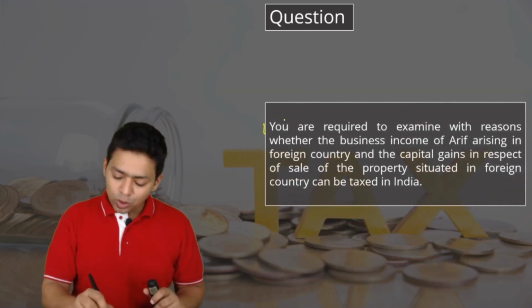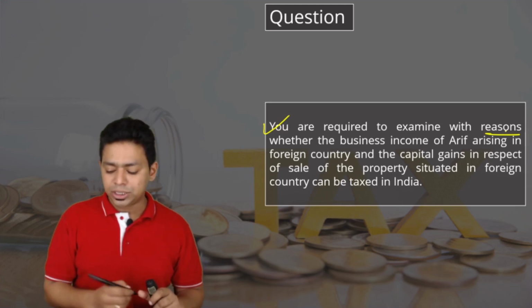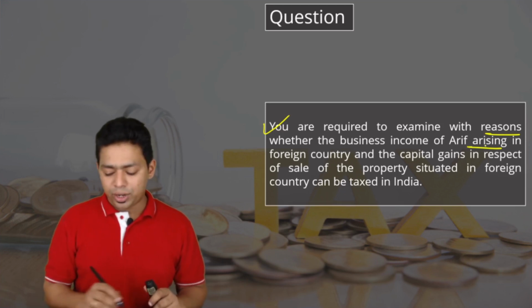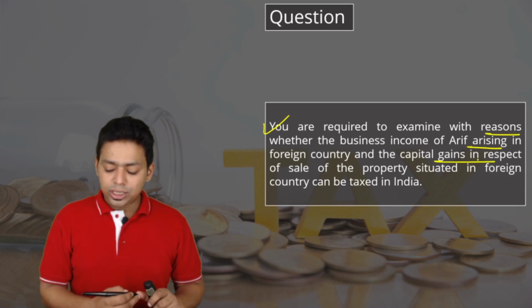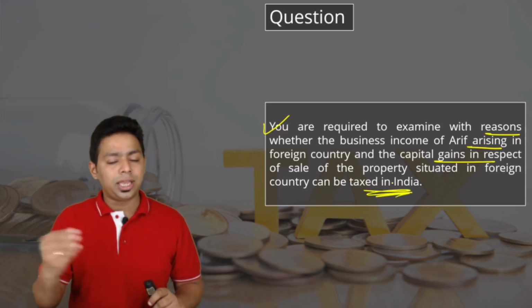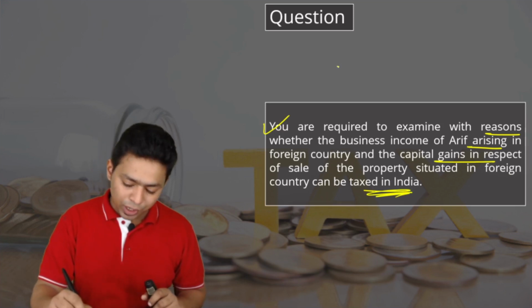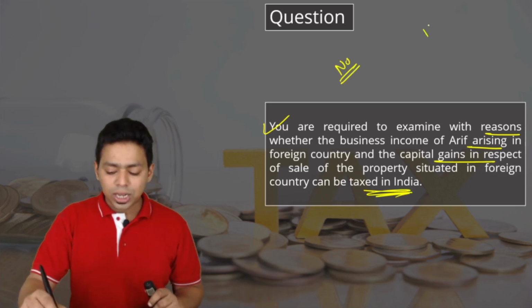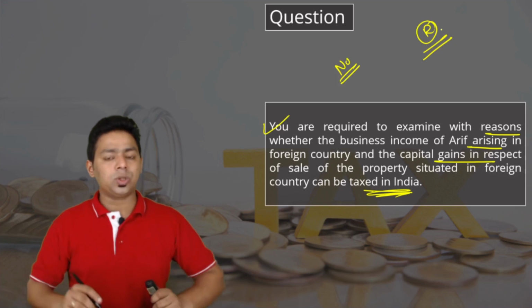Okay. You are required to examine, with reasons, whether the business income of Asif arising in a foreign country and the capital gain on the sale of the property in the foreign country can be taxed in India. They are asking, can it be taxed in India? The answer should be no, because he looks like a resident of the foreign country. Let's look at the presentation.